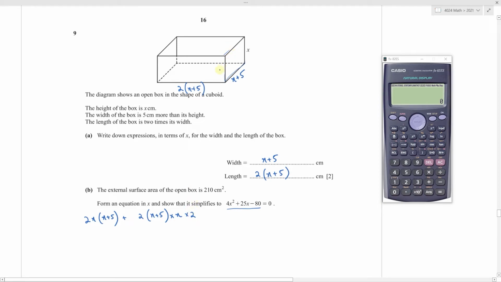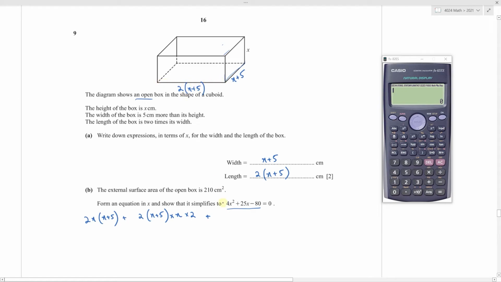So now I have the area of right and left face, front and back face. Now I need the area of this bottom side. Remember, this is an open box. So the top side is open, so it won't be included in calculating the external surface area. So what is the area of this base bottom? I'll add it here.